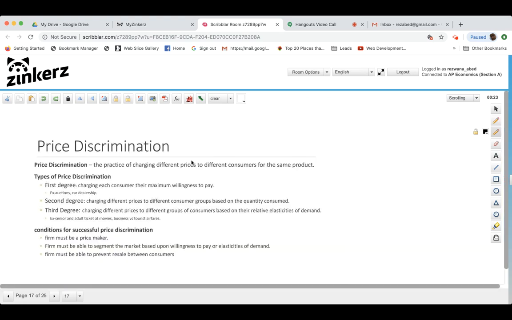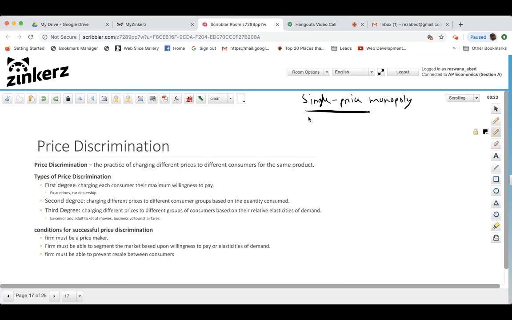Then we have this idea of price discrimination. So far, when we have been talking about monopoly, we have made the assumption that we have been talking about a single price monopoly, which means that the monopolist doesn't charge different prices to different consumers for the same product. So this is the idea of a single price monopoly, that they're charging the same price to different consumers for the product that they're selling.